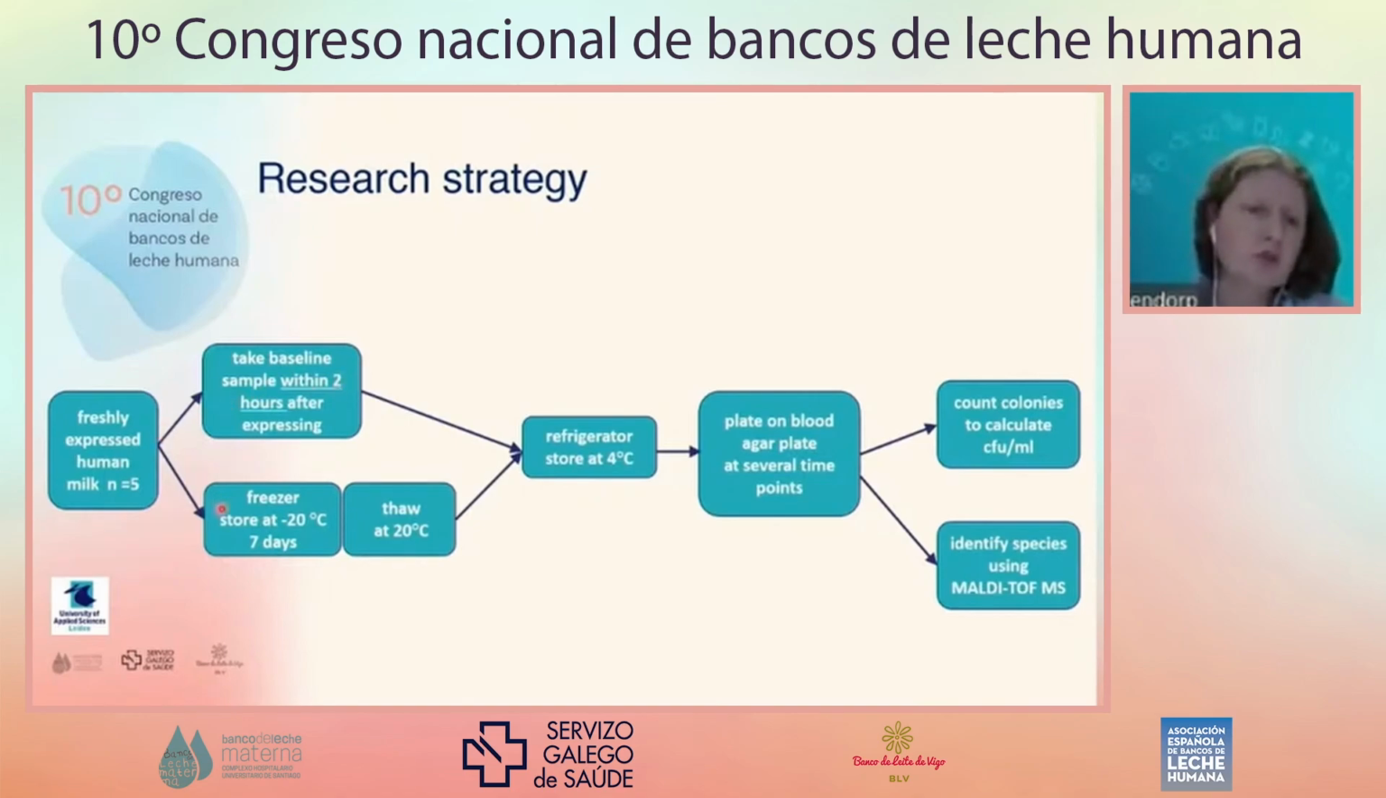One part of the milk is put in the freezer for 7 days, and after 7 days it's taken out at room temperature and also put in the refrigerator, so you have a frozen thawed sample and a freshly expressed sample, which is then left in the refrigerator. Then at several time points, this plating is done to be able to count how many bacteria are in the milk at a certain time. And we use MALDI-TOF mass spectrometry to identify the species which are present in the milk.